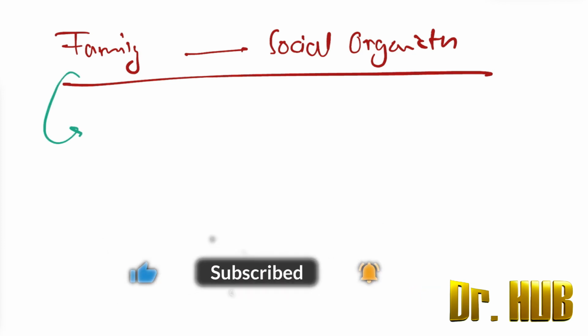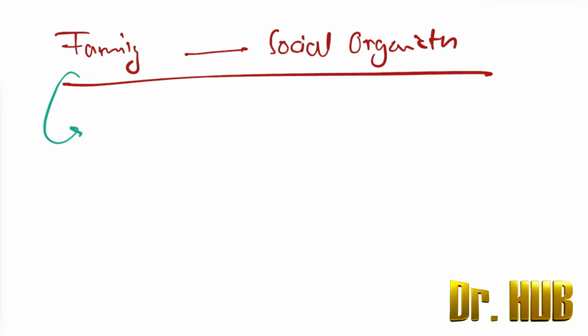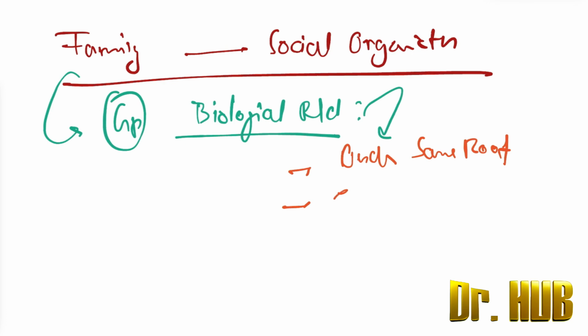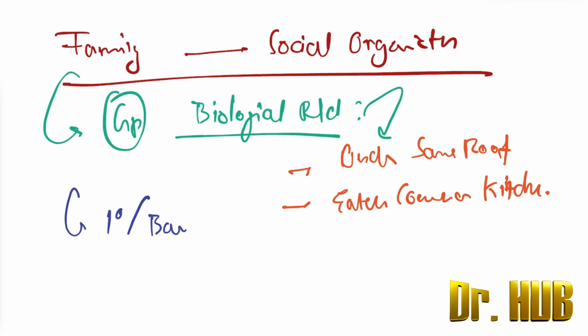Today we'll look at the family as a social organization. What is meant by family? A family is a group of biologically related individuals living under the same roof and eating from a common kitchen. It is the most primary and basic unit of society.